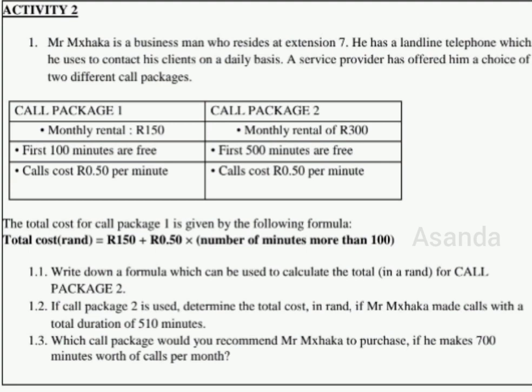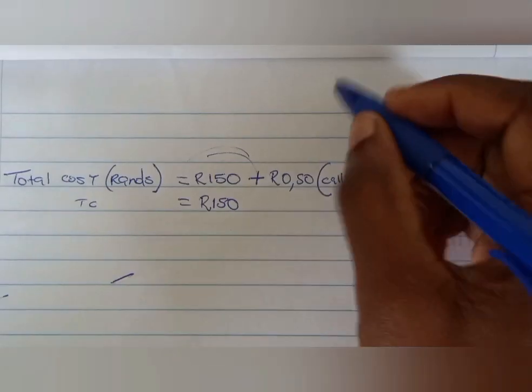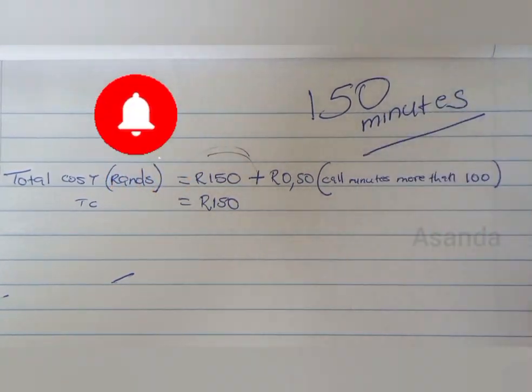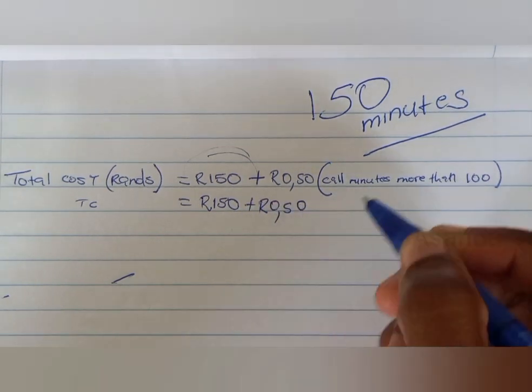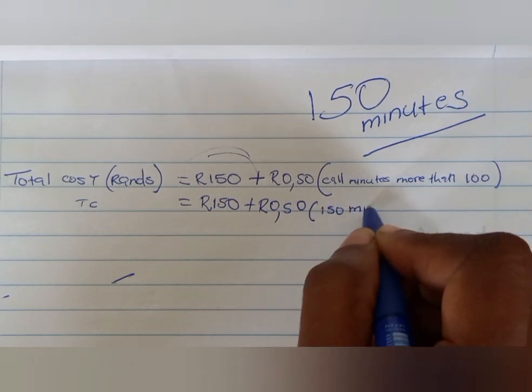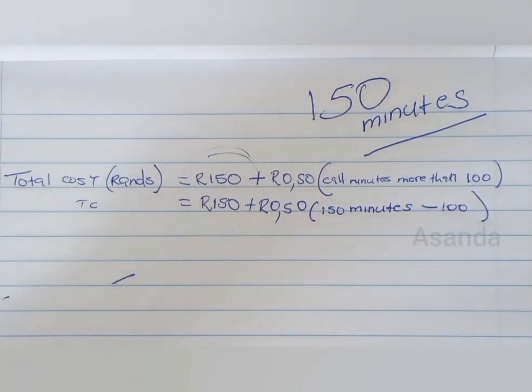minutes more than 100. Now, if you remember in taxation, what happens is there's a part in the formulas in taxation that says taxable income above, and then it has an amount there. This is the same thing. So what do you do here? You take the number of minutes that he has made a call of, let's say 150 minutes in this example. And then, following the formula, you're going to substitute 150 minutes, which is what he made calls for, and then minus the 100 at the end, just like in taxation.